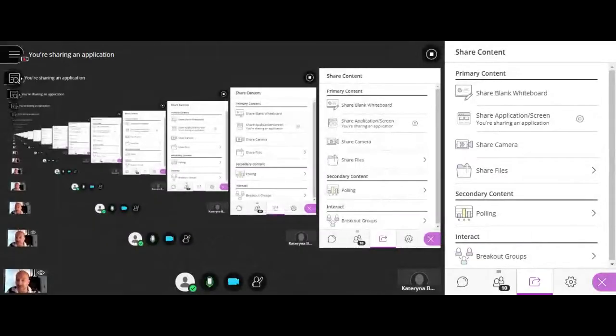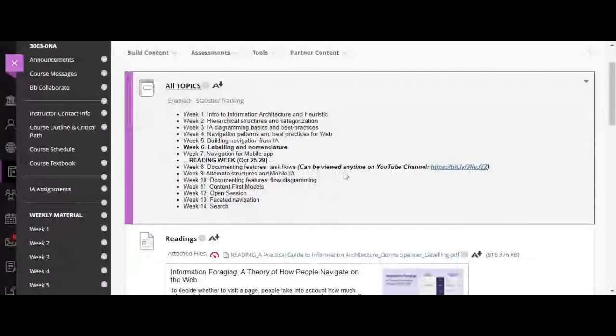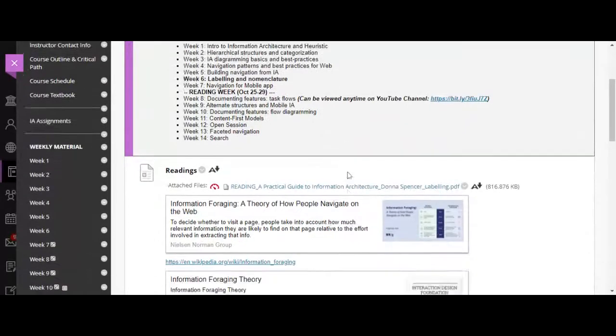Before I do so, I will share with you the week. In terms of what you will find for this week, it's very typical from any other week. This is not what I meant to share. So we are in labeling nomenclature, week 6. Next week is week 7. Then we go into reading week.